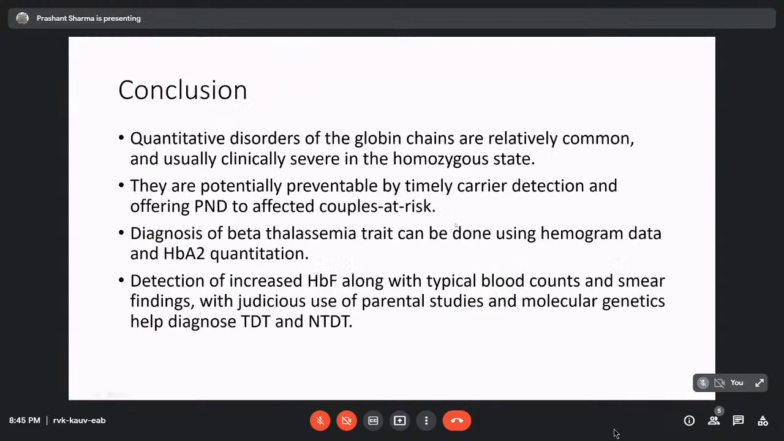Quantitative disorders of the globin chains are relatively common. They're usually clinically severe in the homozygous state. They are potentially preventable by timely carrier detection and offering prenatal diagnosis to the affected couples at risk. Diagnosis of beta thalassemia trait can be done using hemogram data and HbA2 quantitation. And detection of increased hemoglobin F along with typical blood counts and smear findings with judicious use of parental studies and molecular genetics can help diagnose transfusion-dependent and non-transfusion-dependent thalassemias.